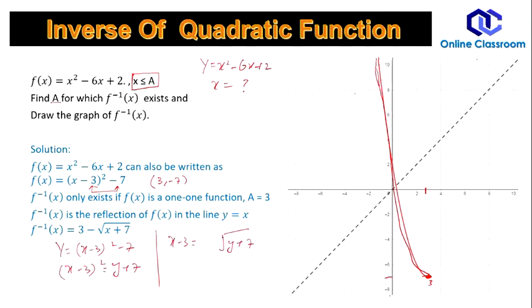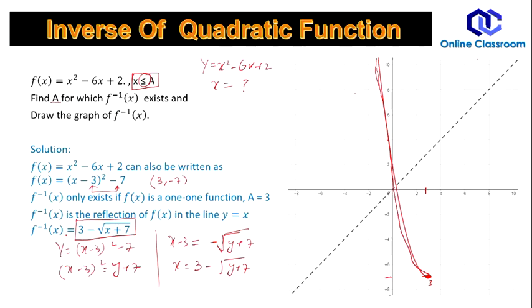Now the sign before this root is again important, and that sign is governed by the inequality of the domain. Please pay attention. If it is less than for the domain, you need to put a negative sign here. If it is more than, in that case, a positive sign. Finally, we have 3 minus under root y plus 7. That is, I can write 3 minus under root x plus 7, swapping the variables, and you get f inverse x.